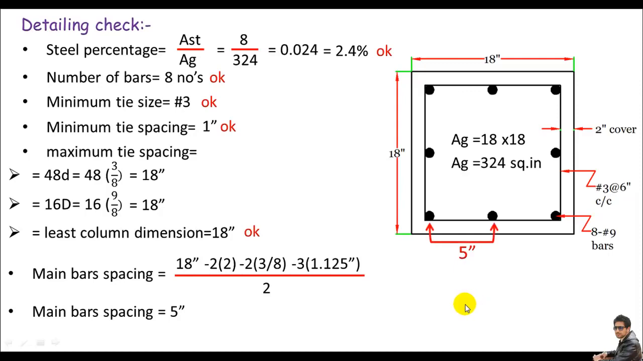Which is of course less than 6 inches, and the maximum value is just 6 inches, and this is just a little less than 6 inches. It means we are also okay over here, right? So the column design which you are seeing on the screen is okay.